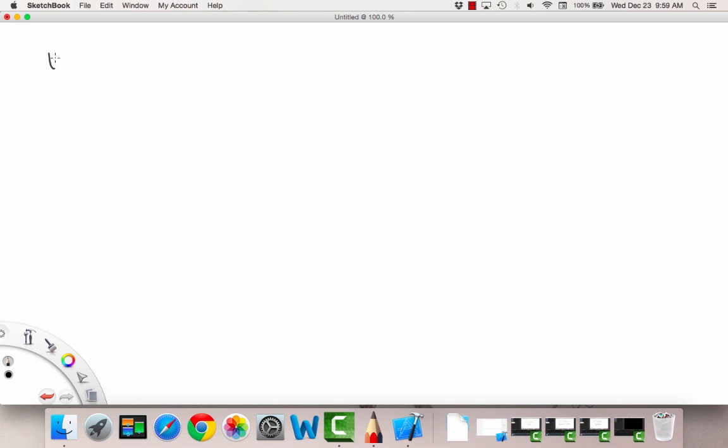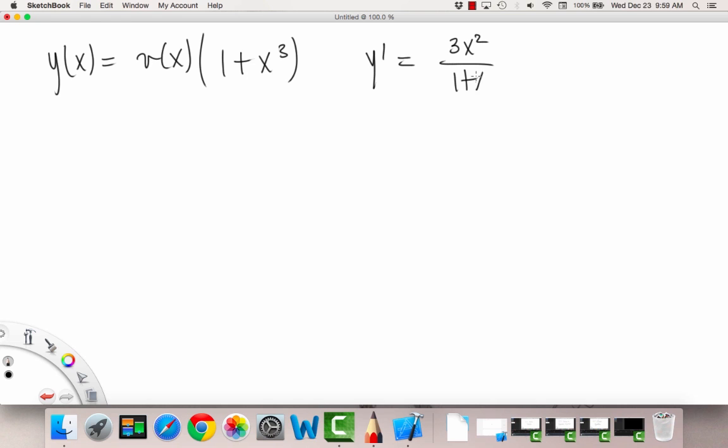All right, so we have y of x should be equal to some unknown function of x times the solution to the homogeneous, which was 1 plus x cubed, right? So now that we have something like that, we're just going to plug it back into our original ODE, which was given by y prime is equal to 3x squared over 1 plus x cubed times y, and then plus an x squared, okay?